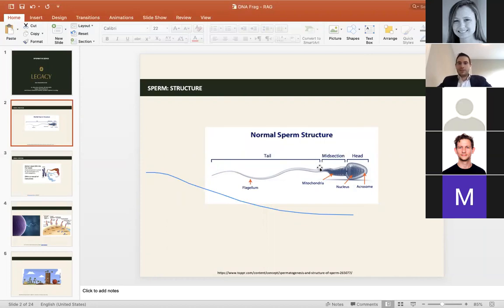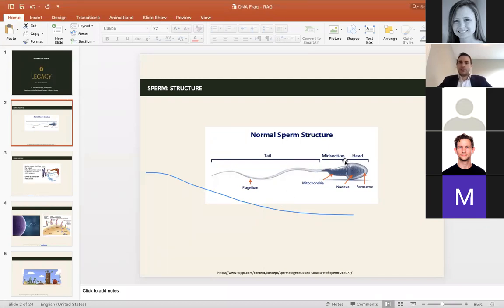And then we have this part here, the midsection of the sperm, which contains basically the mitochondria. You can think of the mitochondria as the engine of the sperm. It will give it energy for the flagellum, or the tail, to propel and swim upward.